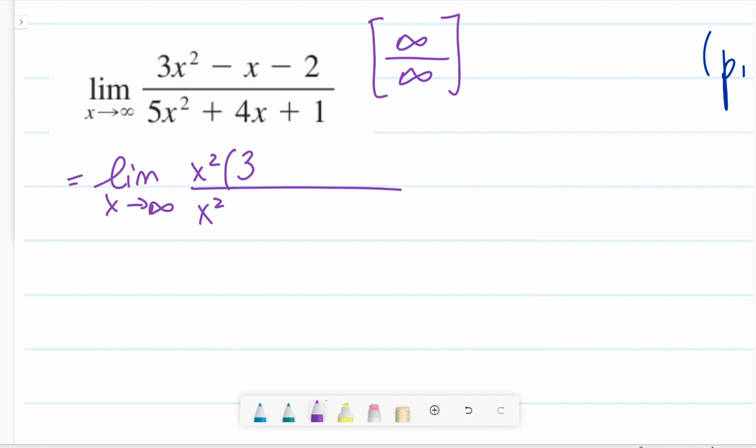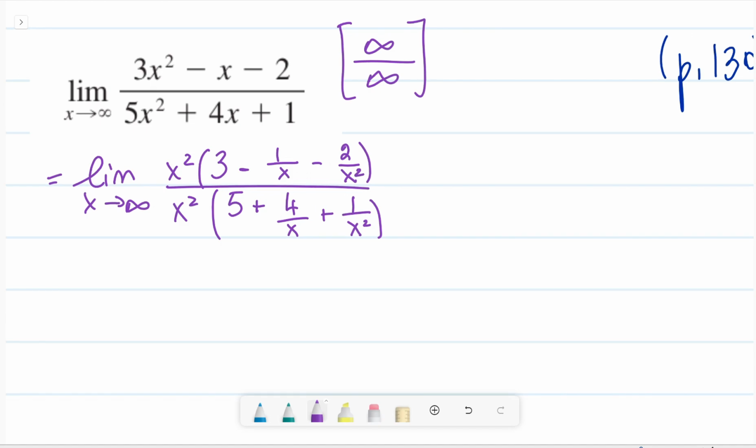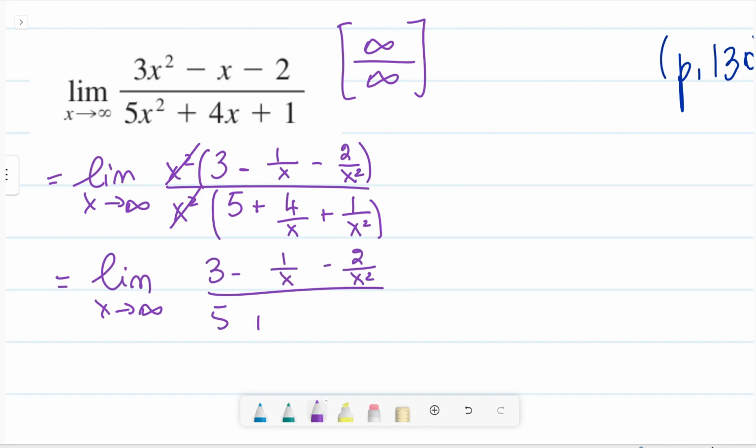So in the numerator, I get 3 minus x divided by x squared, which is 1 over x, minus 2 divided by x squared. In the denominator, I get 5 plus 4x divided by x squared, which gives me 4 over x, plus 1 divided by x squared. Now we can simplify. We can cross out the x squared. This gives us limit of 3 minus 1 over x minus 2 over x squared divided by 5 plus 4 over x plus 1 over x squared.